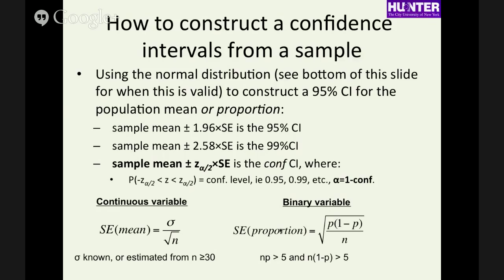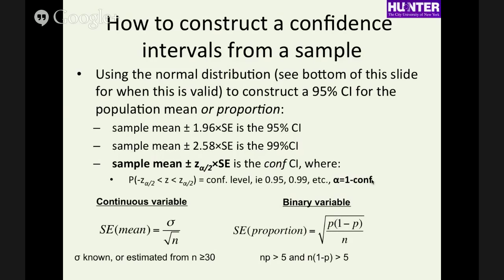I sense I'm starting to confuse people. Alpha is 1 minus your confidence. Yeah, so if your confidence level is 95% or 0.95, then alpha is 0.05. Alpha over 2 is 0.025. So you would look up the Z value for 0.025, unless you use the empirical rule, which is perfectly valid.